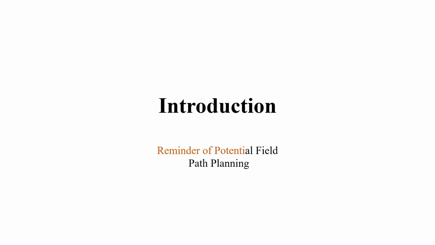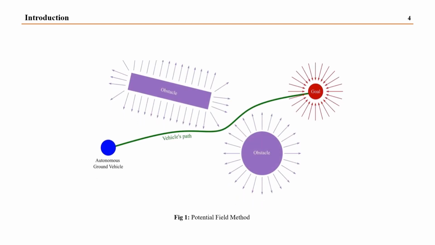So first, a reminder of potential field path planning. Now, as usual, here we have a setting where we have an autonomous mobile robot or any type of vehicle, and it's trying to reach a goal right here. And the purple solids are actually obstacles. As usual, we have two types of forces: repulsive forces by the obstacles, which push the autonomous vehicle away, and an attractive force by the goal, which tries to attract the autonomous vehicle. At each moment in time, the autonomous vehicle moves under the influence of the total force.